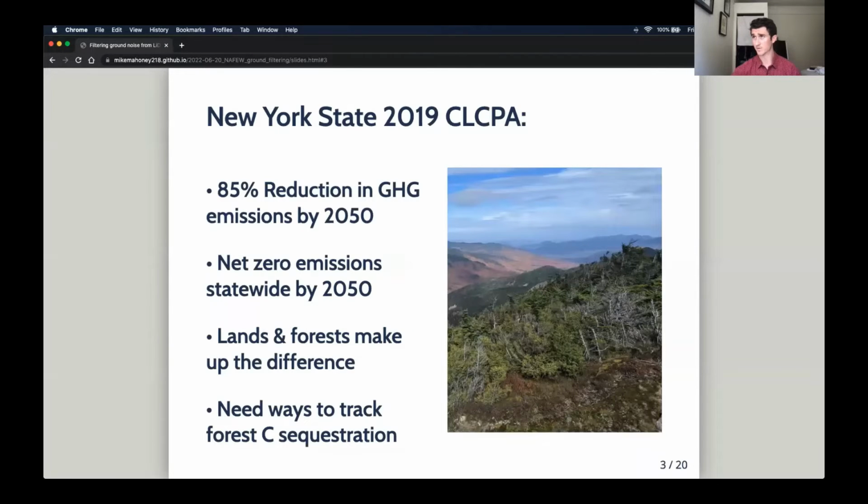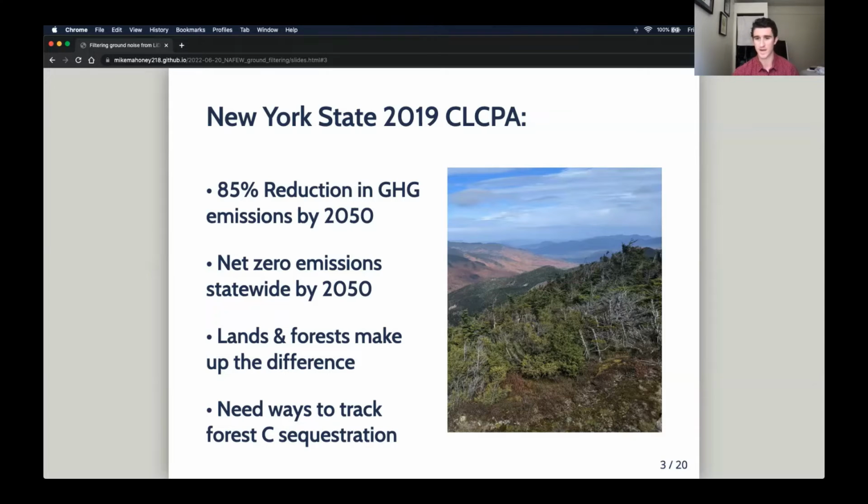So a little bit of context. In 2019, New York State passed its landmark climate legislation, the CLCPA, and as part of that, the state and our group are working to hit net zero emissions statewide by 2050. So a huge part of this is, of course, reducing emissions through renewable energy sources, but acknowledging that there are parts of the economy that really won't be able to decarbonize in the next 30 years quite as quickly. We need to make up that difference, and we're looking to manage our lands and forests so they're continually sequestering carbon, at least the same amount that we're releasing.